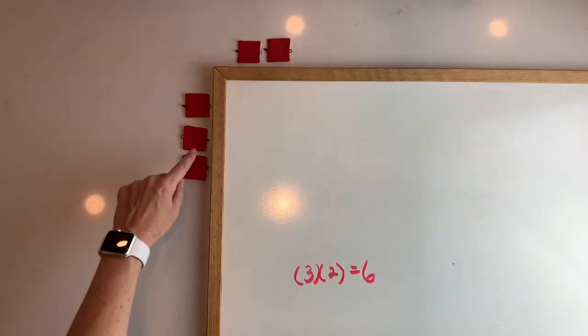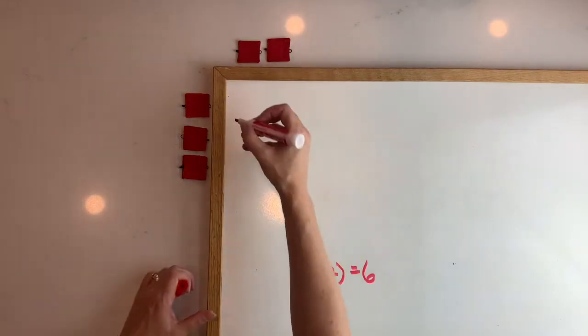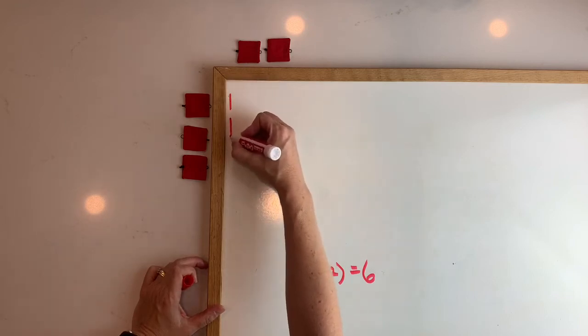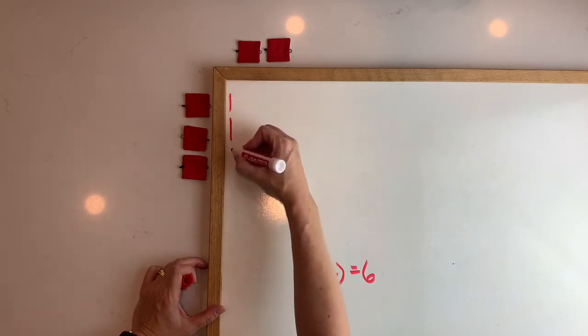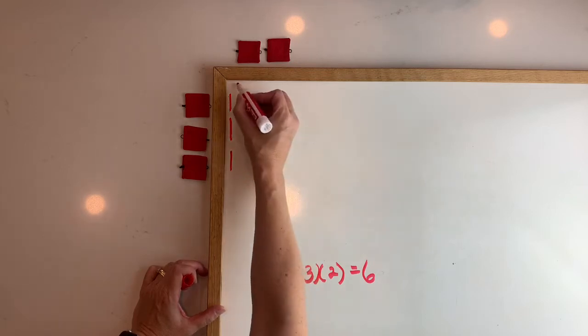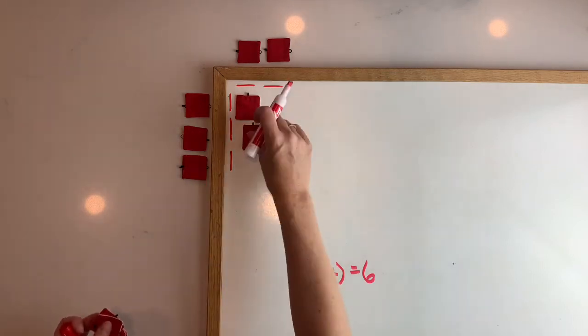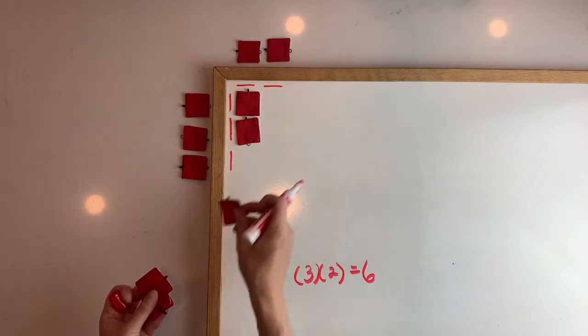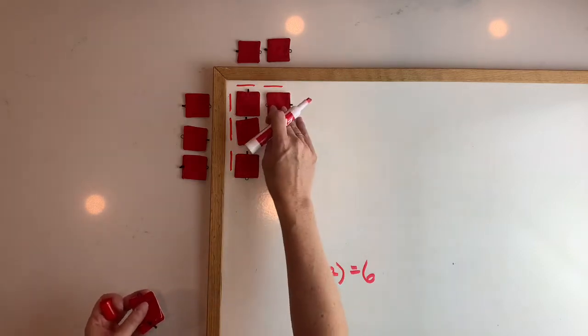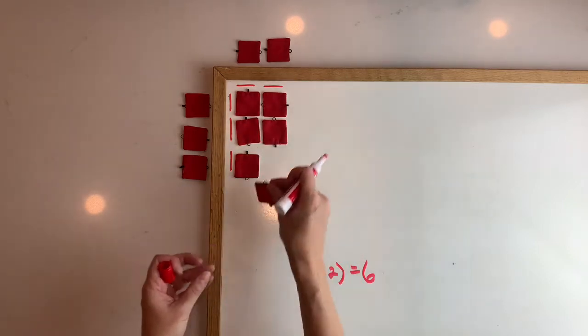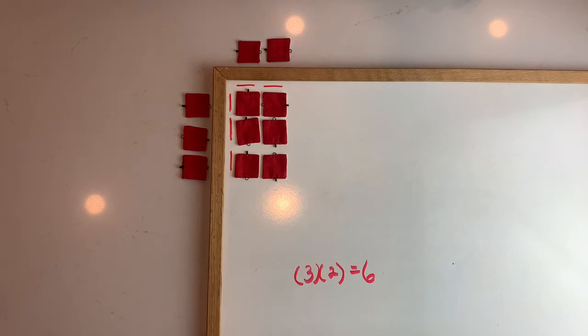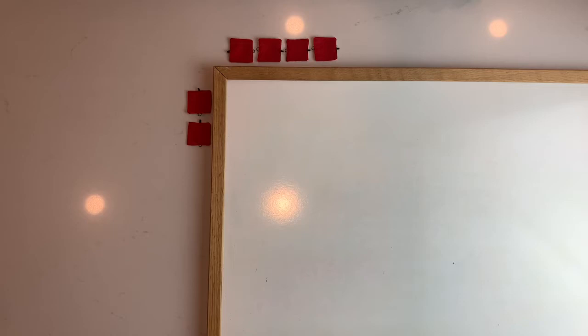But if we were going to represent it visually, if each of these units is 1 unit long, we have 3 units this way. 1, 2, 3, and 2 units this way. And so 3 times 2 would give us 6. Similarly, 2 times 4 would give us 8.